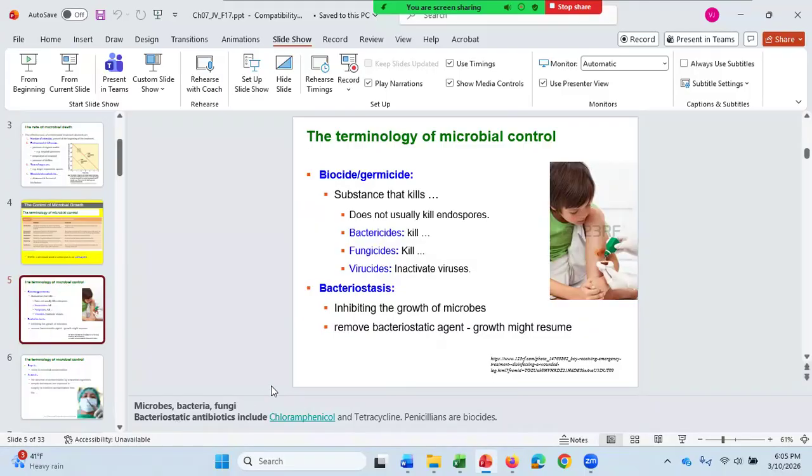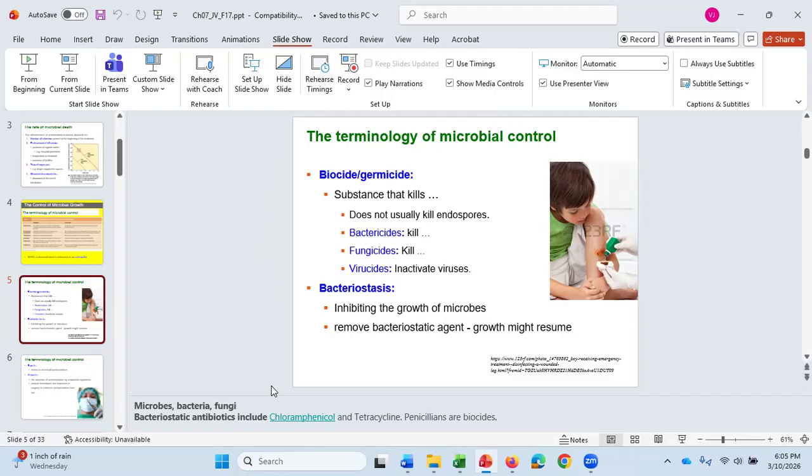It does not usually kill endospores. It usually kills vegetative cells. A bactericide is an agent that kills bacteria. A fungicide is an agent that kills fungi. And then you have virucides, and these are agents that inactivate a virus. They may kill the virus, but they don't have to. They can just inactivate the virus. A biocide, once again, is something that kills.